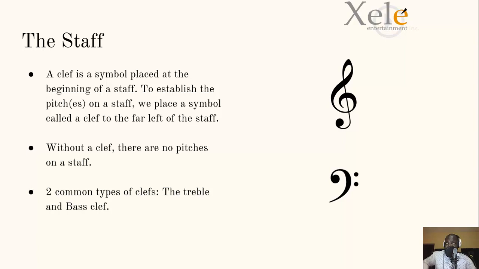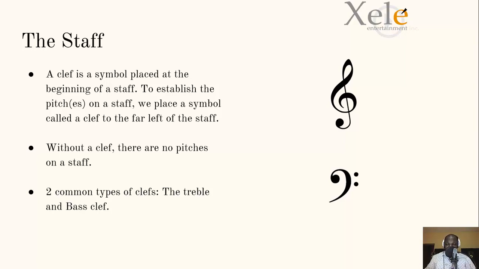An ordinary staff has no pitch really. What this means is that there are no alphabet names attached to any of its lines and spaces. So to establish the pitches on a staff, we have to use a symbol that is known as the clef. A clef is a symbol that is placed at the beginning of a staff to show the pitches on that staff. Again, a clef is a symbol that is placed at the beginning of a staff to show the pitches on a staff. What this means is that without a clef, there are no pitches on a staff.